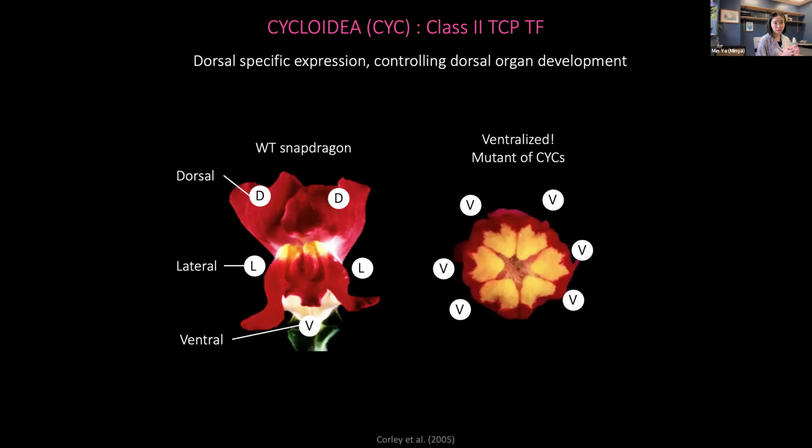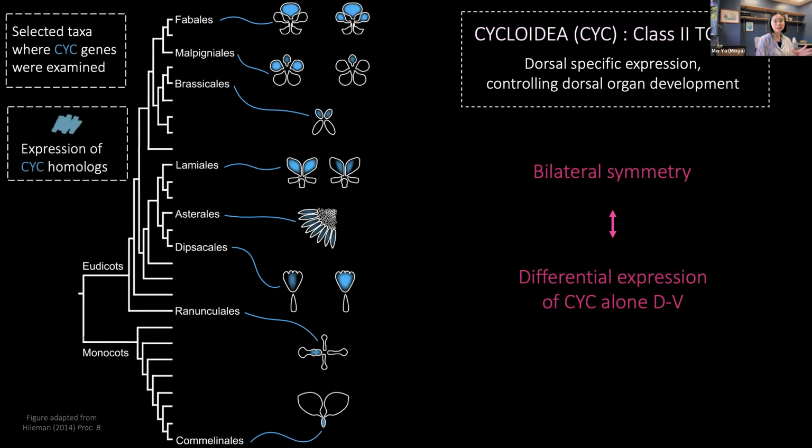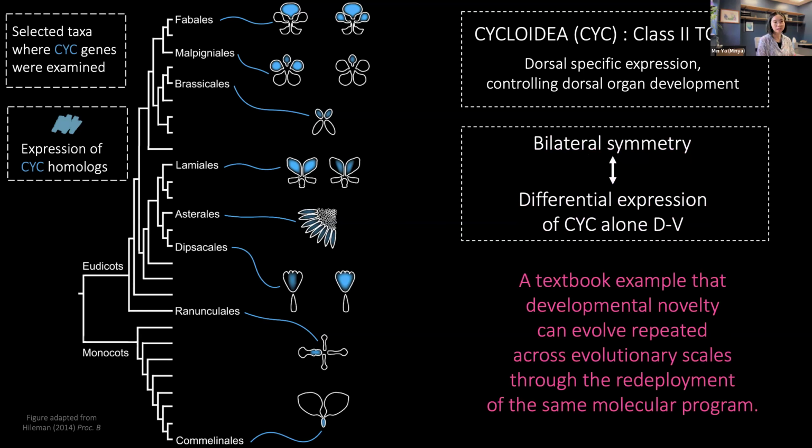So this discovery of cycloidea started a whole intense period of studying cycloidea homologs in many, many different plant taxa. What blew people's minds was that for every taxon examined to date, there seems to be a correlation between bilateral symmetry and the differential expression of cycloidea along the dorsal and ventral axis. So this cycloidea story also became a textbook example of how developmental novelty can evolve repeatedly across evolutionary scales through the redeployment of the same molecular program.